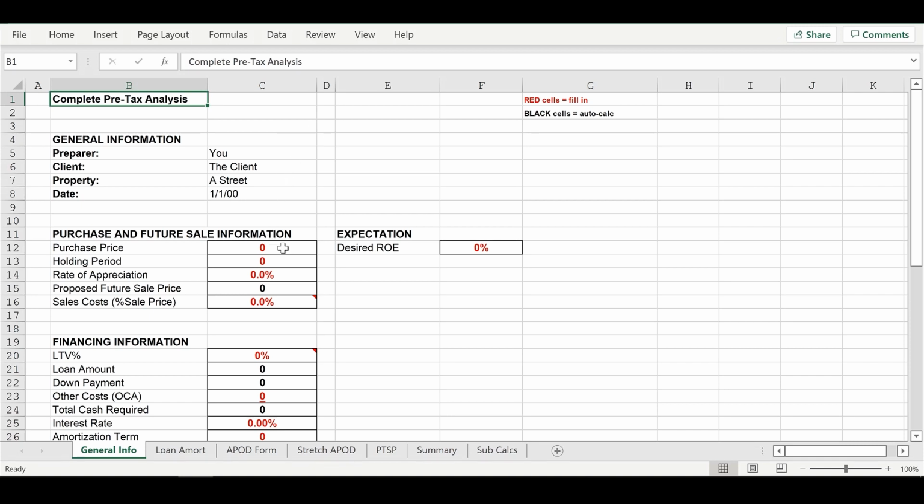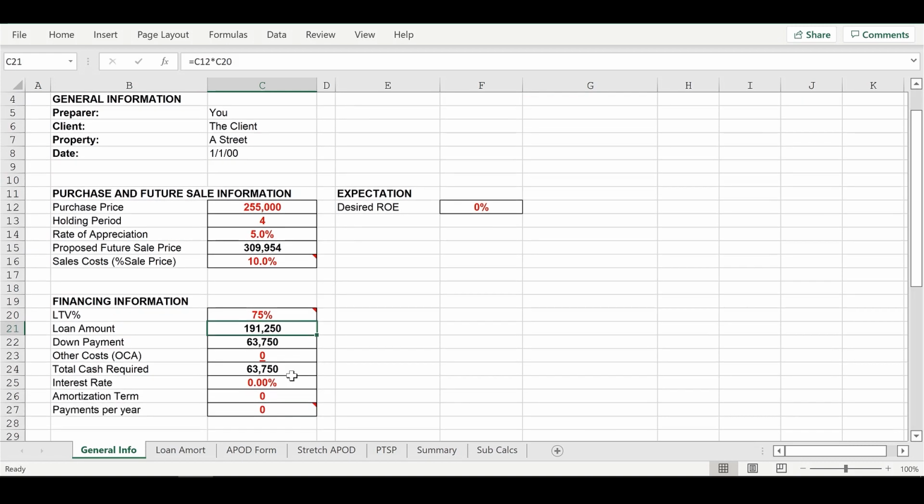All right, so start here with the proposed purchase price, which in the case study was $255,000. The holding term was 4 years. The assumed rate of appreciation was 5%. So this gives you the proposed future sales price and cost of sale at 10%. The loan to value stated was 75%. So it'll automatically calculate your loan amount and your down payment.